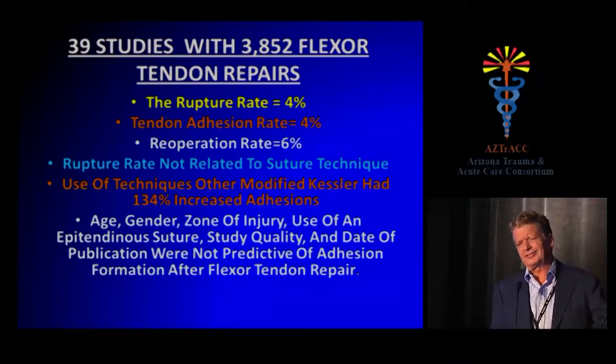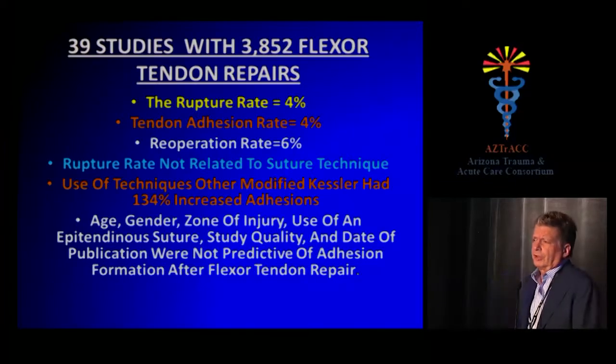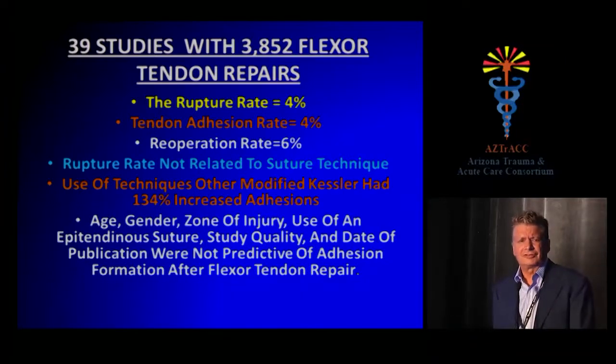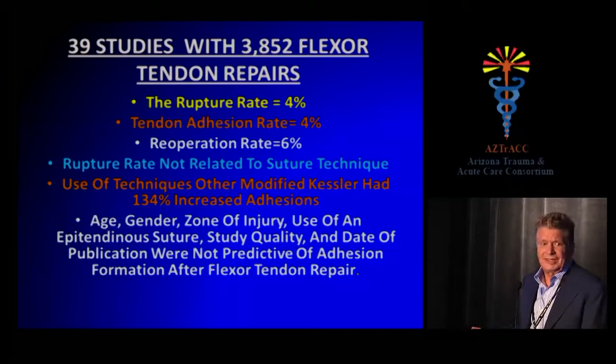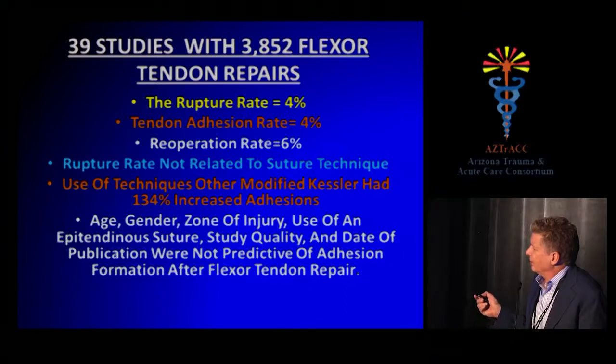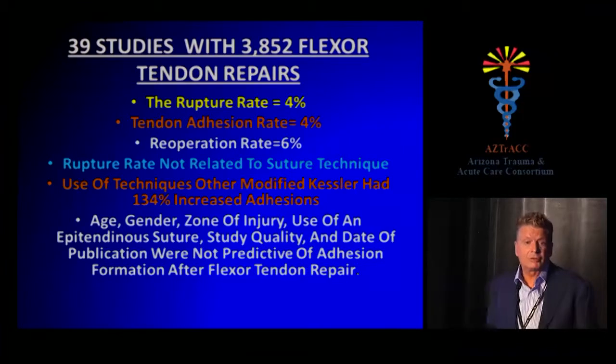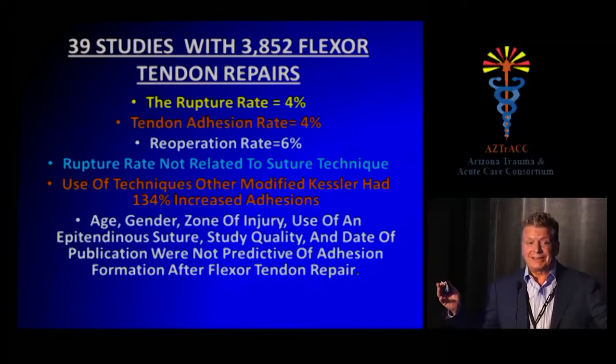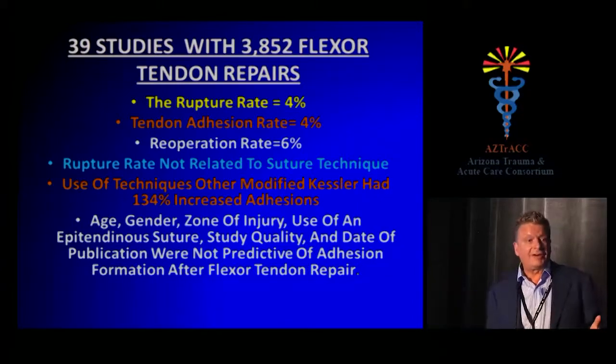That's what struck me in the last lecture when you're trying to figure out where do you start, where do you find the bleeding. What we call the art of medicine is often just lack of statistical analysis, and we have to make a guess. Use of techniques: the modified Kessler had a 134% increase of adhesions beside the Kessler. Age, gender, zone of injury, use of epitendinous suture, study quality, and data publication were not predictive of forming scar tissue around the tendon. In other words, looking from 1970 till 2005, nothing's changed.